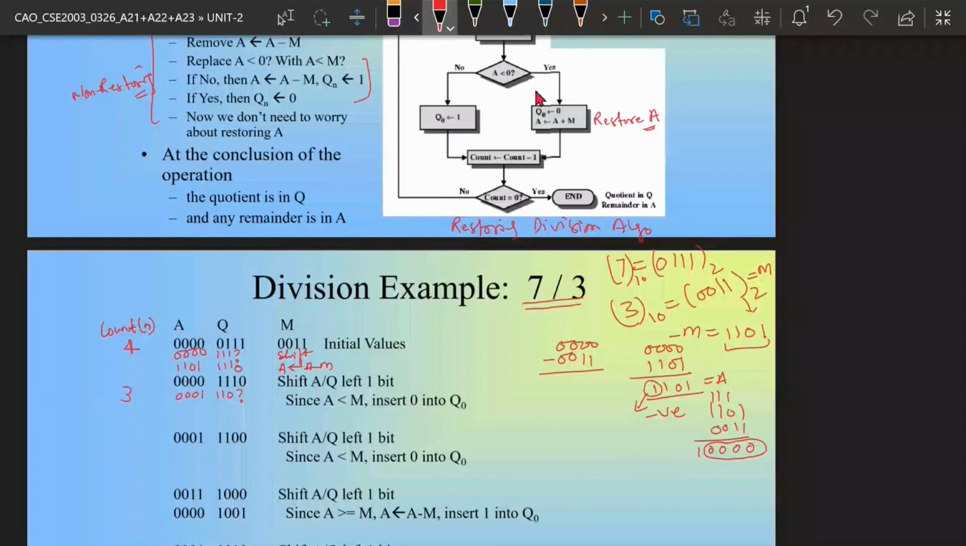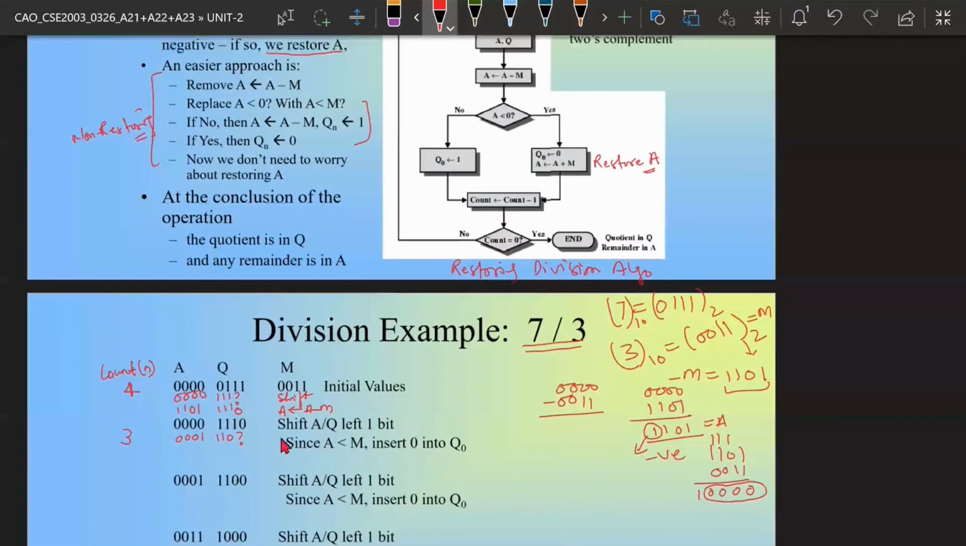Now after doing the shifting, we should check A minus M. So again we will do A minus M. A was 0 0 0 0 only, but after doing the shifting, the A value has become 0 0 0 1. This is the A now, and we need to subtract the M value. Or we are adding the minus M value. So the minus M value is 1101.